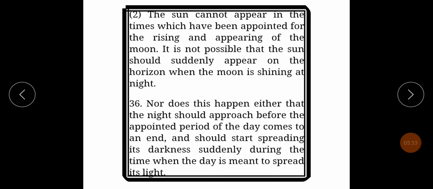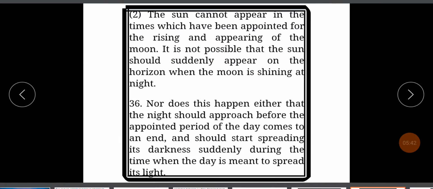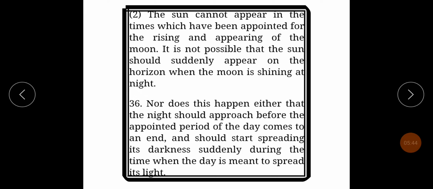And second, the sun cannot appear in the time which has been appointed for the rising and appearing of the moon. It is not possible that the sun should suddenly appear on the horizon when the moon is shining at night. Nor does it happen that the night should approach before the appointed period of the day comes to an end, and should start spreading its darkness suddenly during the time when the day is meant to spread its light.